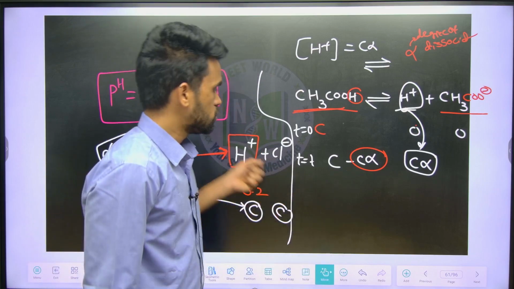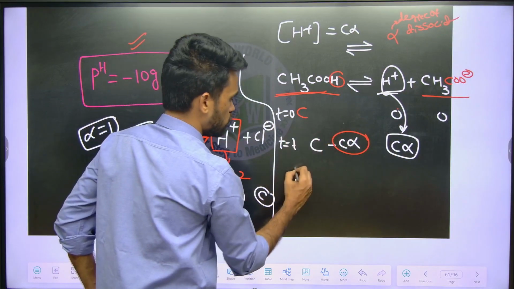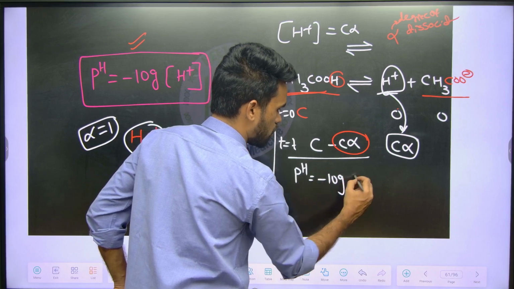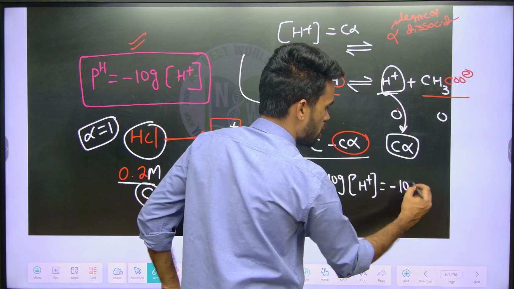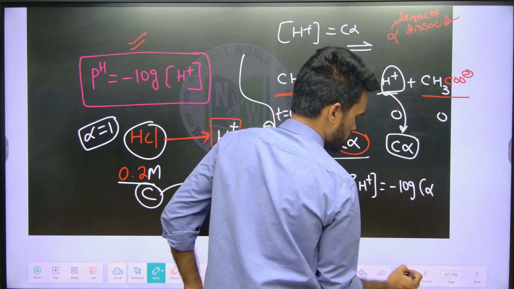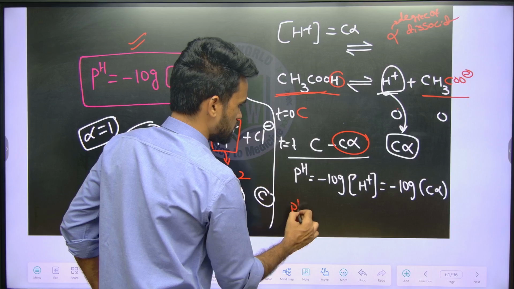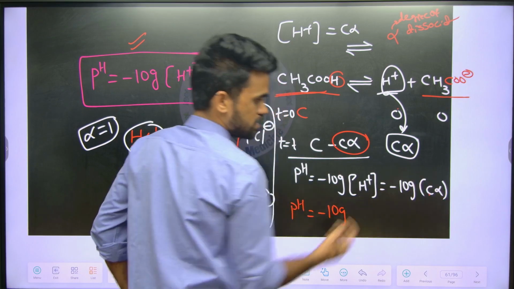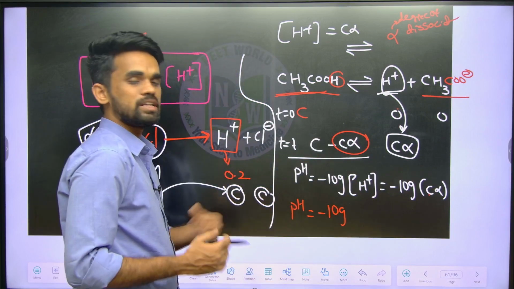Okay, right. So what is the H plus ion concentration we got? C alpha. If I use the pH formula, what will you write? pH equals minus log of the concentration of H plus, which is nothing but minus log of C alpha. So you can write pH equals minus log C alpha. Whatever value they give, you substitute here and directly get the pH.